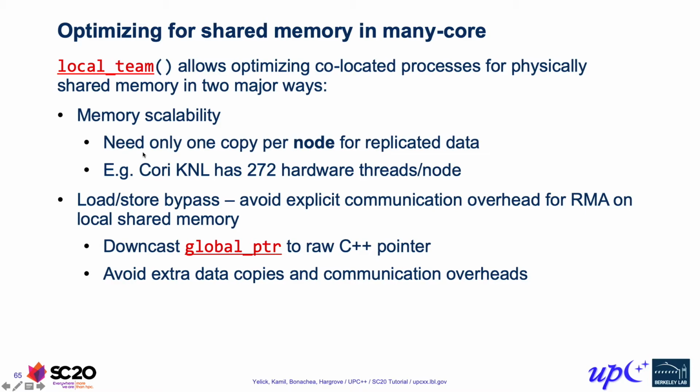So if we have some data structure that every process needs direct load store access to, rather than having a copy per process, we can just have one copy per shared memory domain. For instance, on something like Xeon Phi, where we might have 272 processes within a single node, rather than having 272 copies, we can just have a single one, and each of the processes has direct load store access to that. The other thing that we get out of this shared memory bypass is that we avoid going over the network layer to access data that lives on another process in the same team.